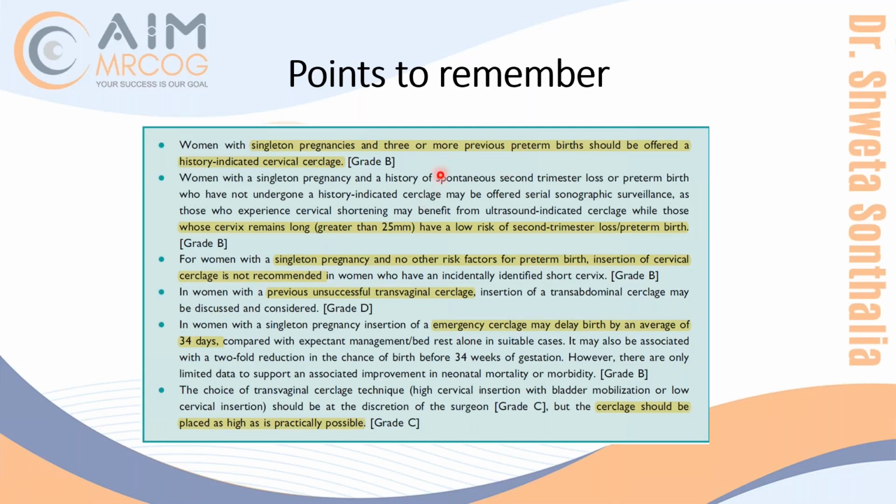History indicated is 3 or more losses. Ultrasound indicated is 1 previous preterm loss, and you are going to monitor them by scan for the length. If it is less than or equal to 25 mm, you are going to do the cerclage.